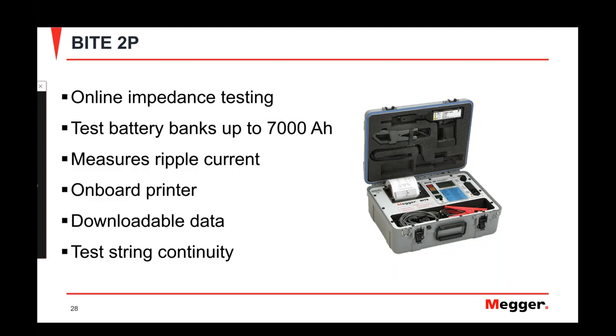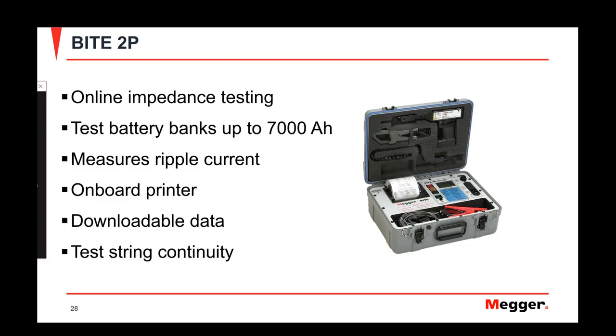Another feature that sets the BITE 2P apart is that it has an onboard printer. After you record your measurements, you can configure the instrument to print your results and evaluate these before you ever leave the job site. This is really helpful to make sure that the data that you have is quality data. And if you need to go back and remeasure anything or do any kind of investigation before you leave the job site, you can do that.